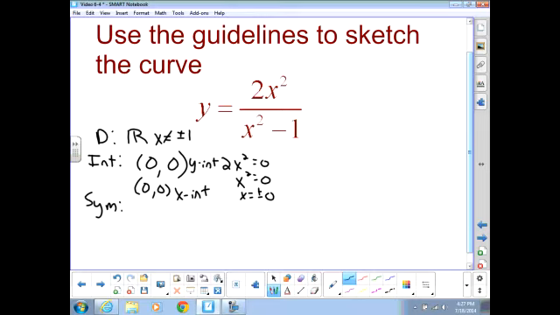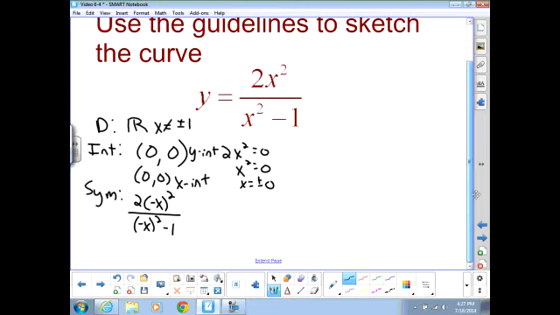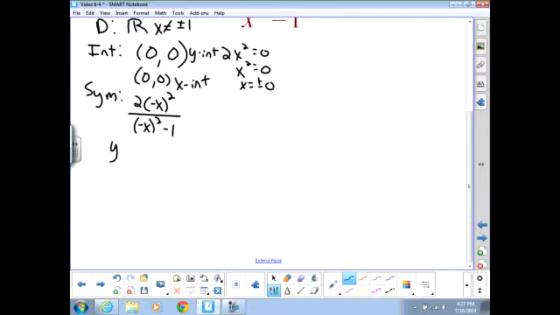When we put a negative x in, we'll have 2 times negative x squared over negative x squared minus 1, while negatives raised to evens will just come back positive. So this will really end up just being 2x squared over x squared minus 1, which is the same as our original. Because it's the same as the original, this has even symmetry, meaning it'll be symmetrical at the y-axis.